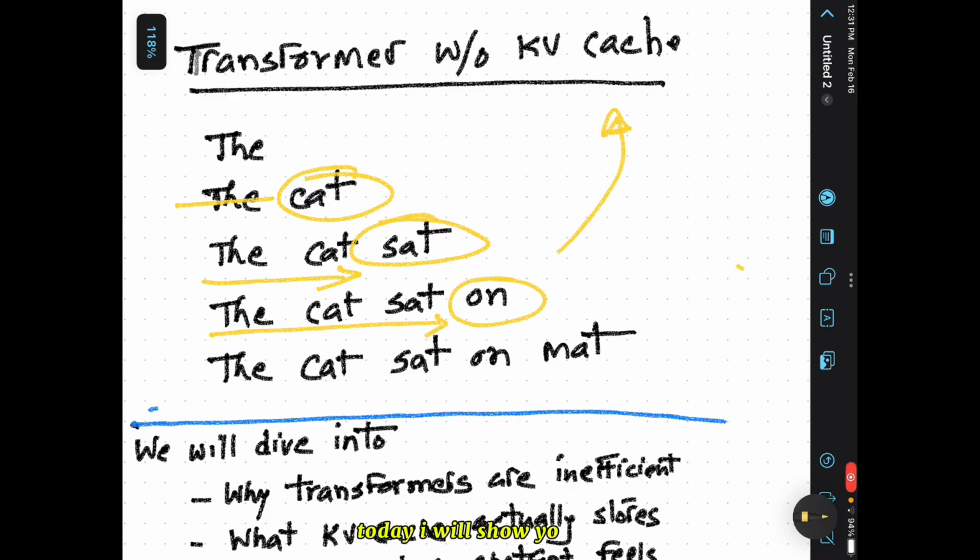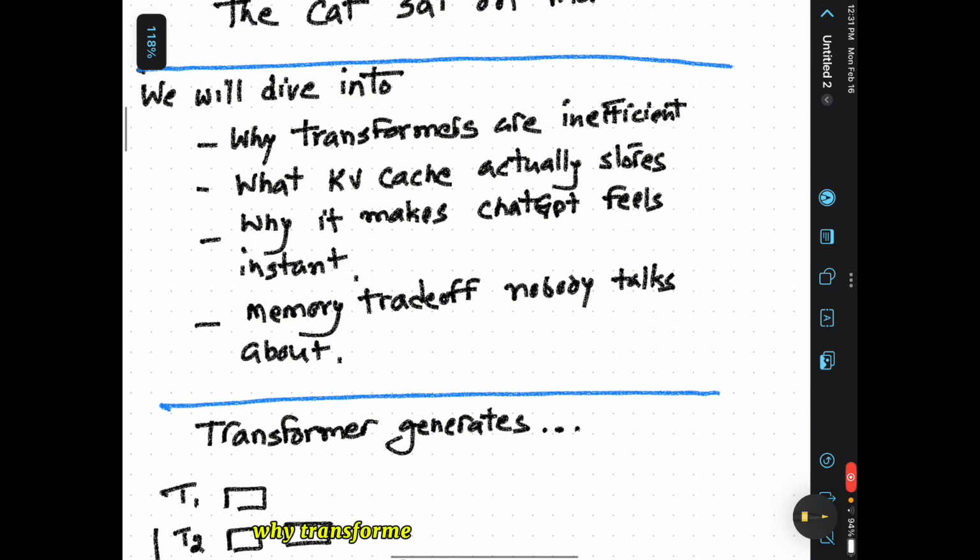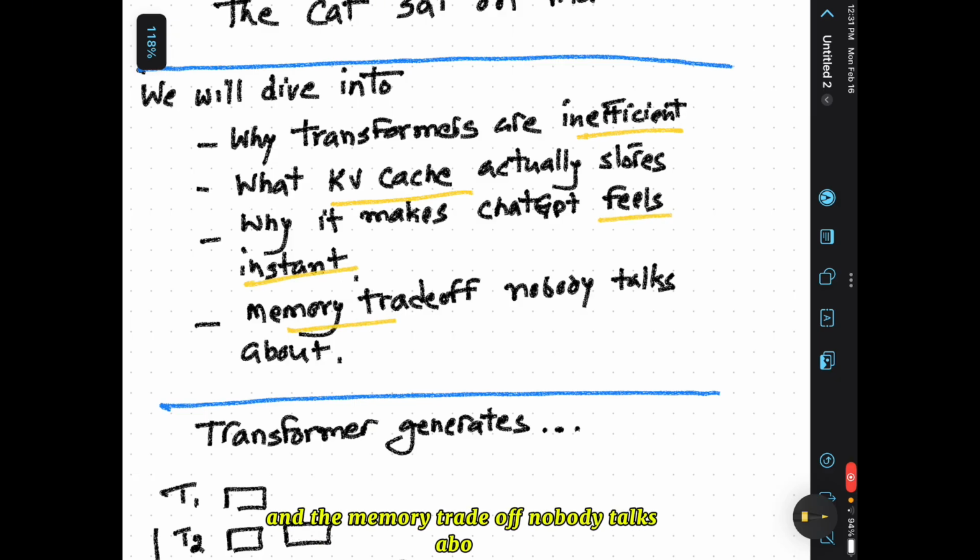Today, I will show you why transformers are naturally inefficient, what KV cache actually stores, why it makes ChatGPT feel instant, and the memory trade-off nobody talks about. So let's dive in.